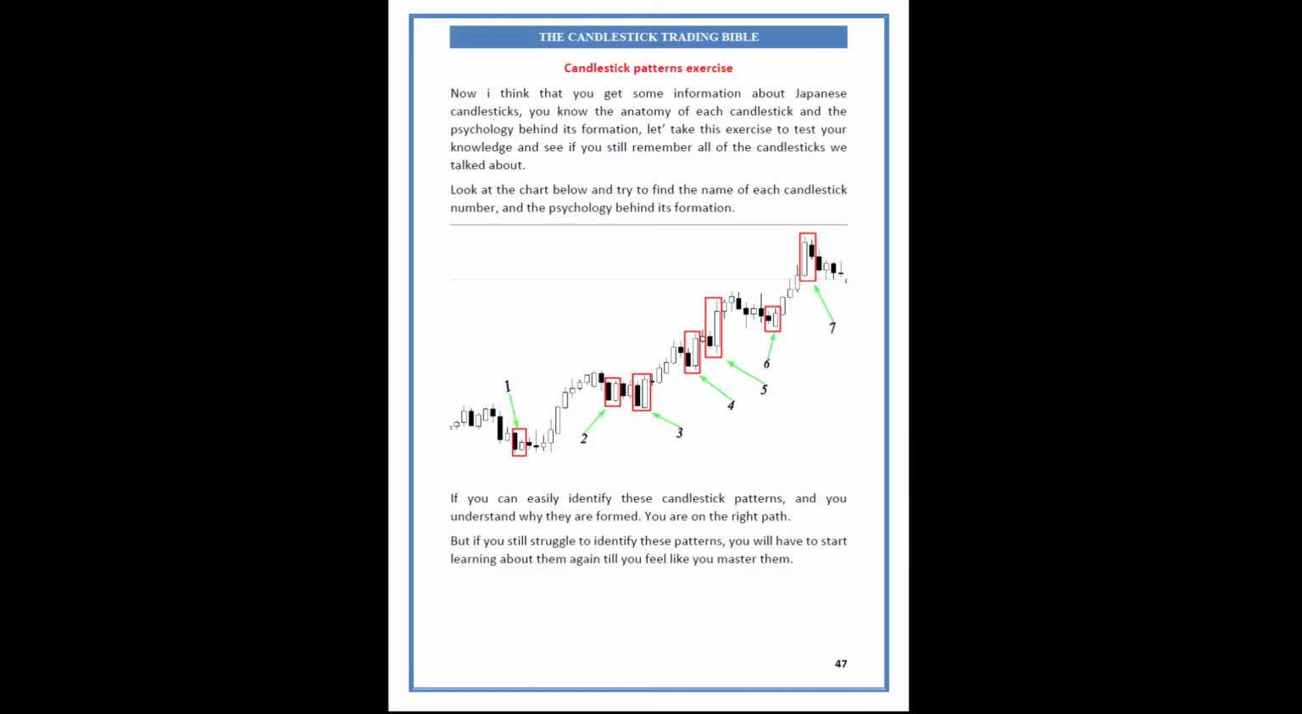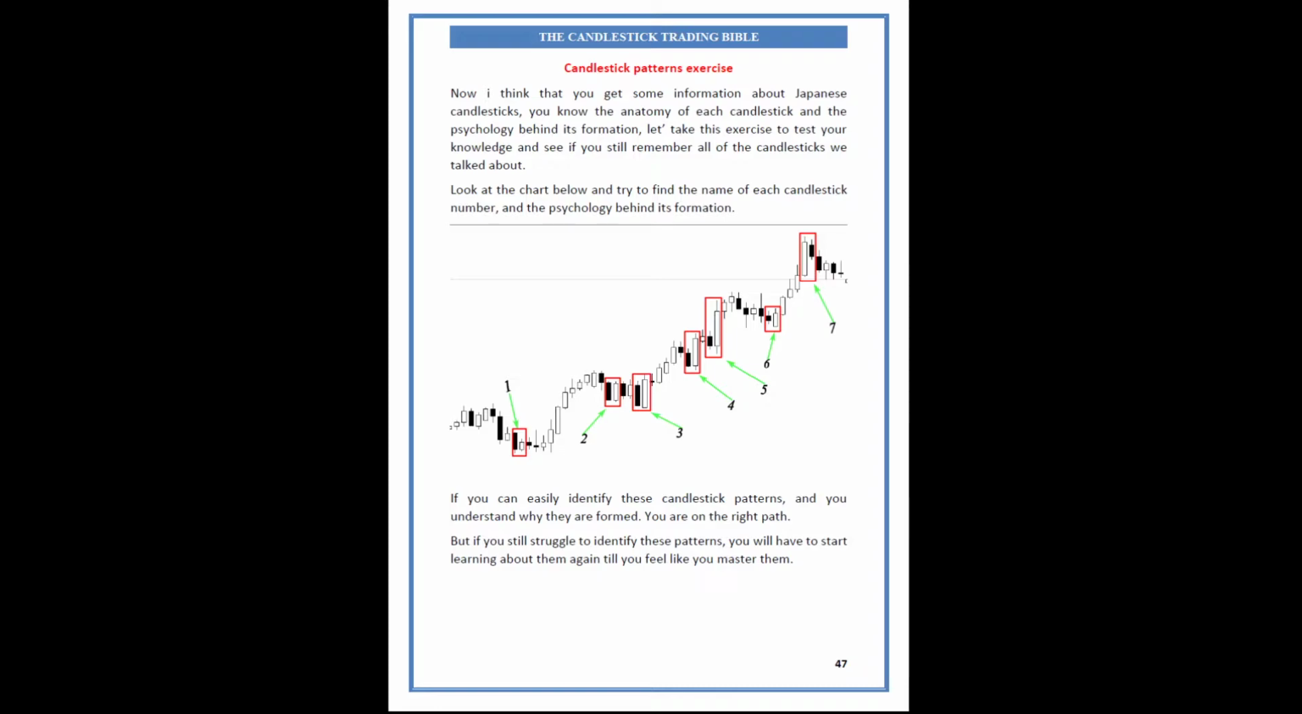So, candlestick pattern exercise. Now I think that you have some information about Japanese candlesticks. You know the anatomy of each candlestick and the psychology behind its formation. Let's take this exercise to test your knowledge and see if you still remember all of the candlesticks we talked about. Look at the chart below and try to find the name of each candlestick number and the psychology behind its formation. So looking at the chart below, number 1 is a bearish engulfing.